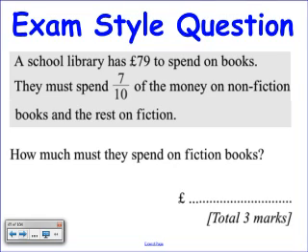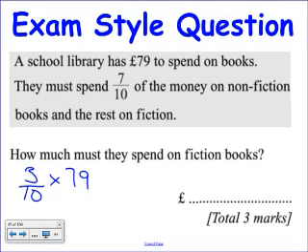So firstly, would you write out 7/10 of 79? You could do, but the 7/10 relates to non-fiction books. So I'm actually interested in the rest of it, the fiction books. So what fraction is fiction books? 3/10. So I'm actually interested in 3/10 of £79, aren't I? I'm not interested in 7/10. My answer is, what is 3/10 of 79? That's my exam question. How much did they spend on fiction books? Well, they spent 7/10 on non-fiction, therefore there are 3/10 on fiction. So my calculation is 3/10 of 79.